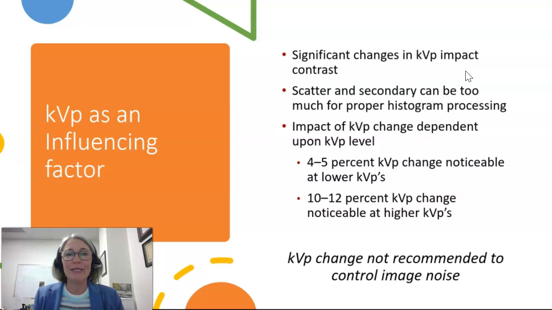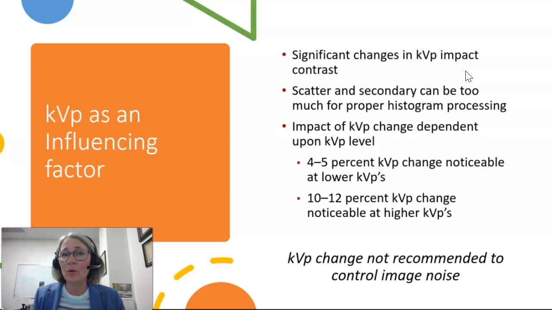The impact of KVP change is dependent on the KVP level, okay? A 4 to 5% KVP change gives you a noticeable change at lower KVPs. If you have a real low KVP, a 4 to 5% change is going to be seen. That's typically what we use: 4 to 5% KVP change, you're going to be able to see a difference, a noticeable change, okay? But if you're at a really high KVP, a 10 to 12% KVP change is what's needed to be noticeable at the higher KVPs, okay? Typically we just say the 4 to 5% in order to see a noticeable difference.